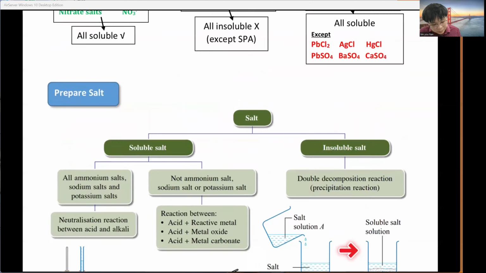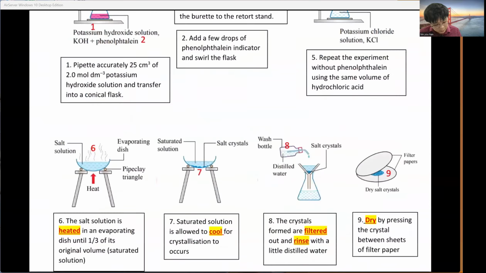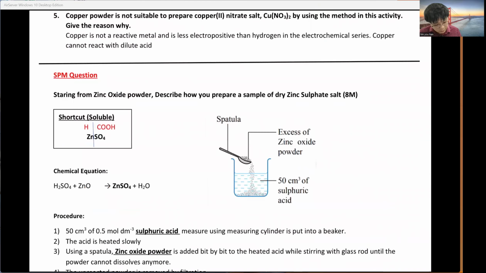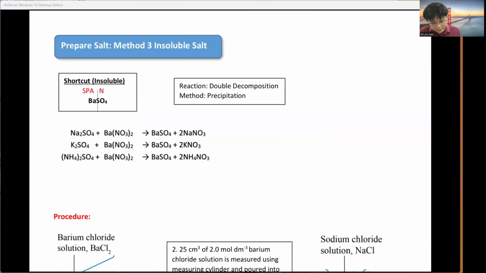Now prepare salt, right? Is this. First one is if you want to prepare, you will divide them into soluble salt and insoluble salt. Okay, soluble salt and insoluble salt. So we start with insoluble salt first. To prepare insoluble salt, the reaction we call double decomposition reaction. Double decomposition reaction. So we'll go through the detail there. Let me see. This is under third method. Can you all go to the page? What page is there? Page 8. Okay, page 8.